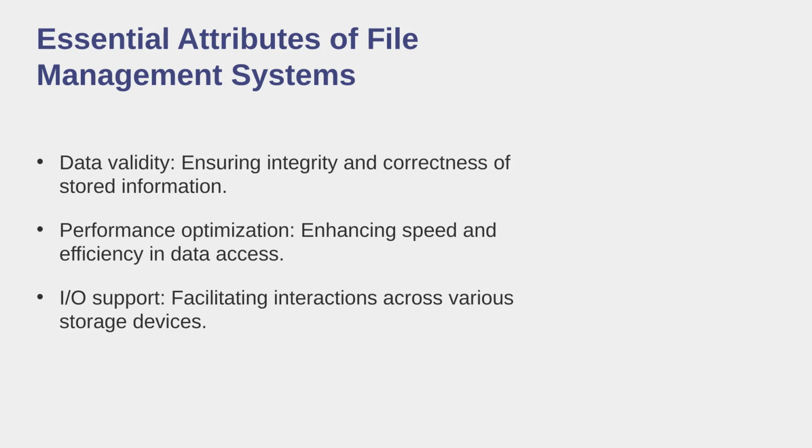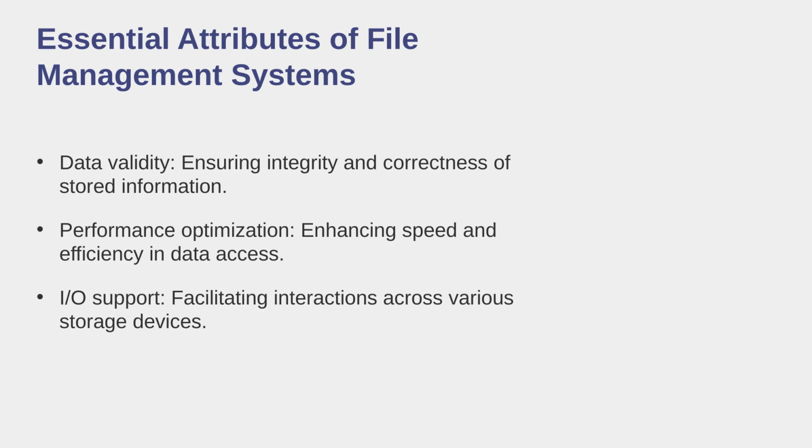Having established a clear understanding of file structures, we now turn our attention to the essential attributes of file management systems that ensure functionality and performance. One of the most critical attributes is data validity. This means that the system must guarantee the integrity and correctness of the data stored within files. Imagine working with a financial application. If the data is corrupted or invalid, it could lead to erroneous calculations and significant financial repercussions. Thus, maintaining data validity is paramount.